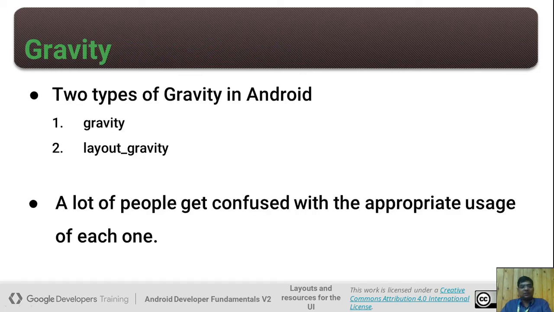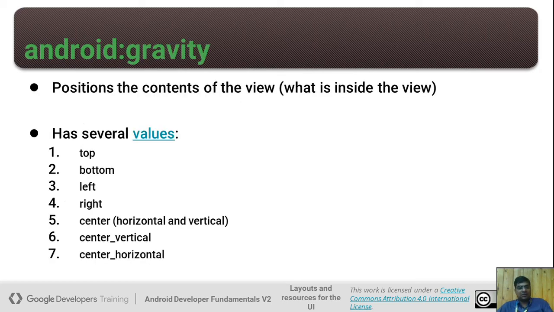Now, what is gravity? There are two types of gravity in Android. First is gravity and second is layout gravity. What is the meaning of gravity? For example, how to center the text. A lot of people get confused with the appropriate usage of each one.